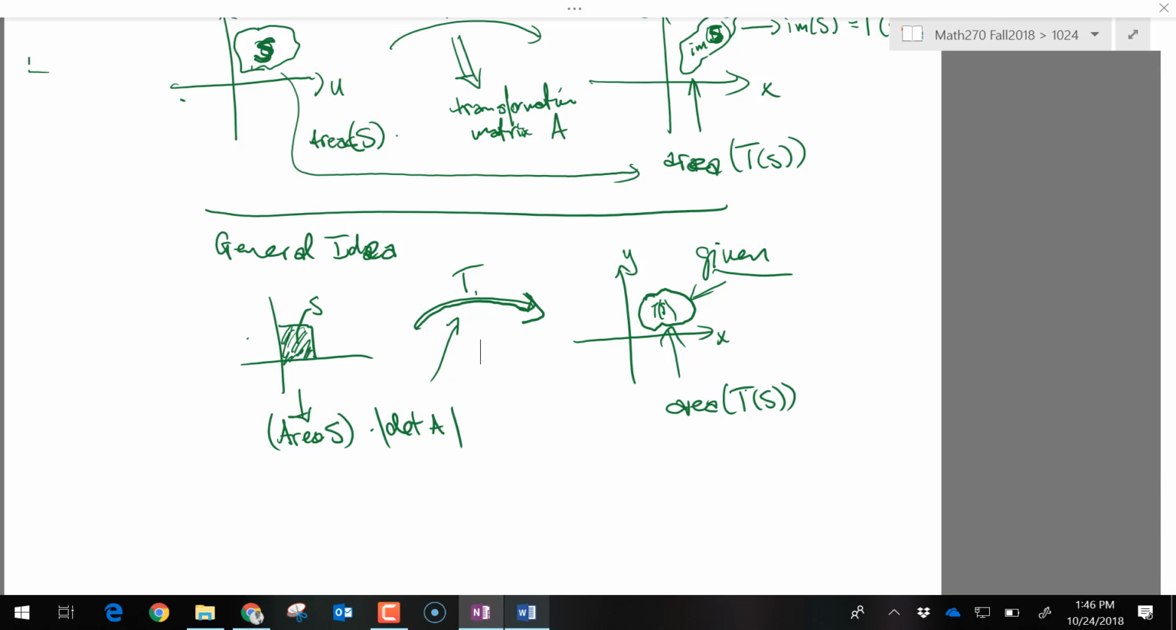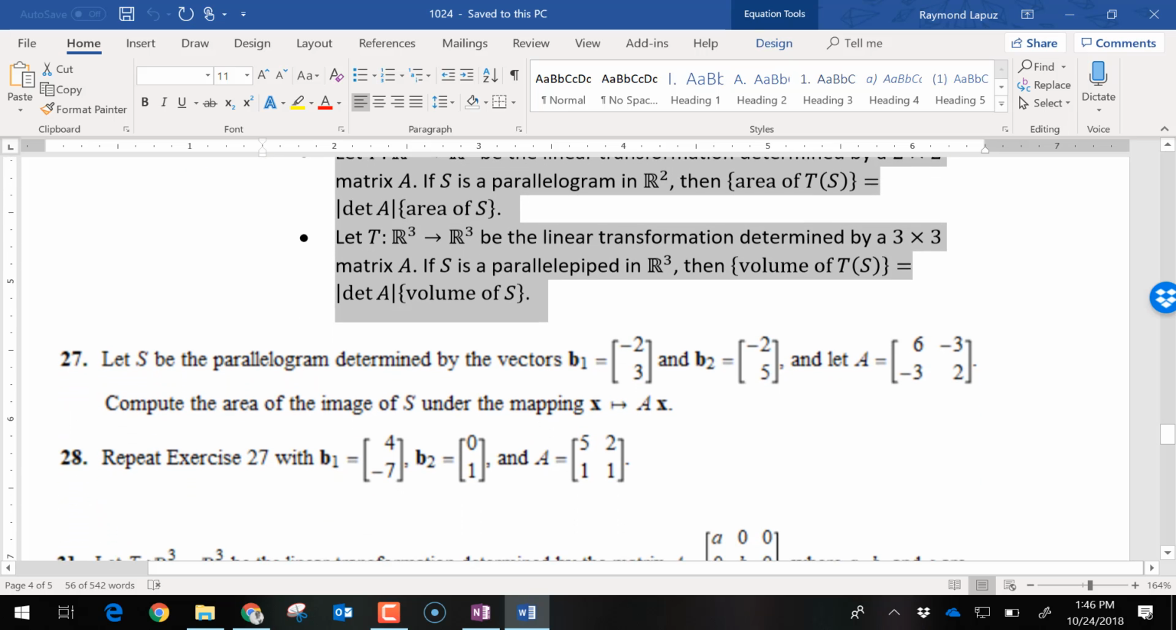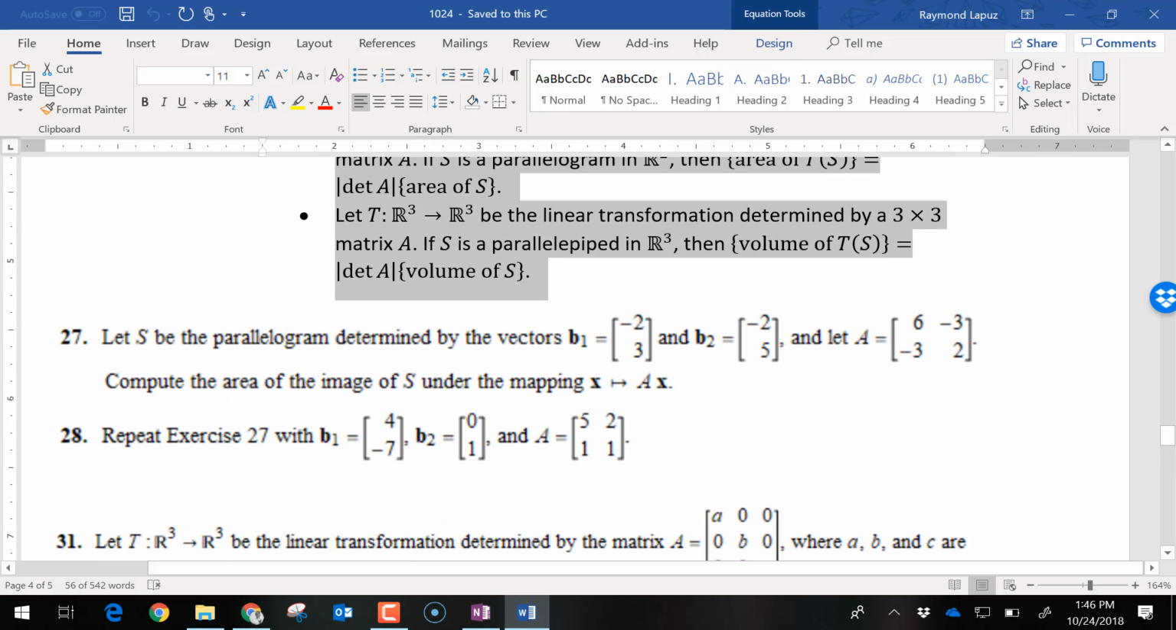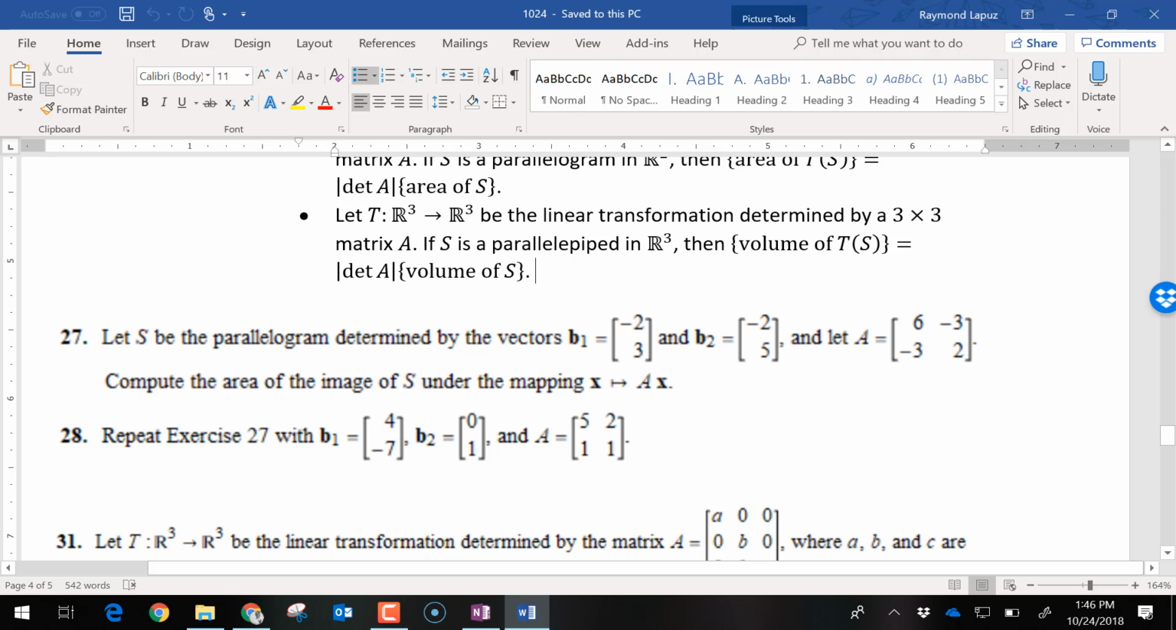But let me see if I have any problems here. Let's try to do number 27. Number 27 doesn't imply anything about calculus 3 stuff, but this is really a useful theorem for calculus 3.